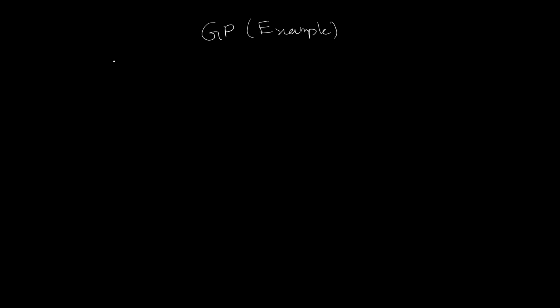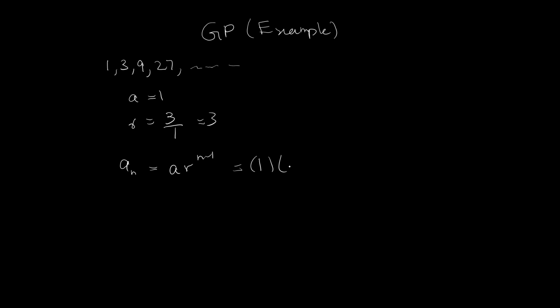Let's consider another example where the sequence starts with 1, but as we have noticed, we are multiplying 3 with each term. So A is 1, R is 3. Hence, the A n is simply 1 times. So the A n in general is A R to the n minus 1. Hence A n is 3 to the n minus 1.